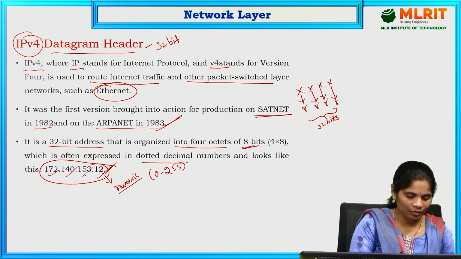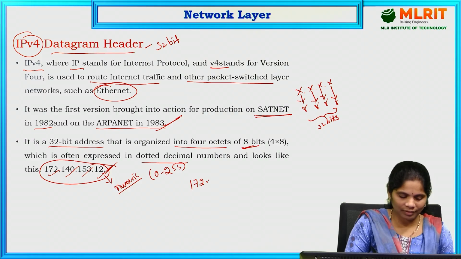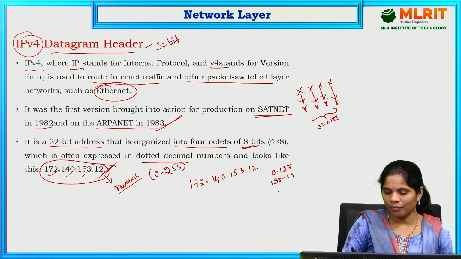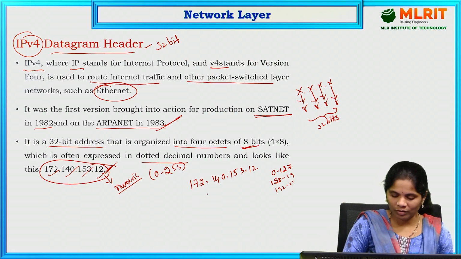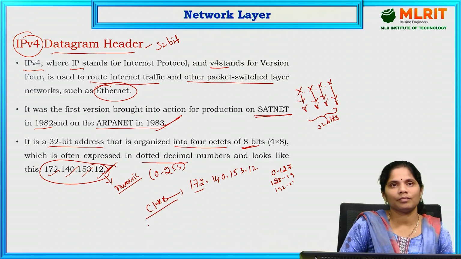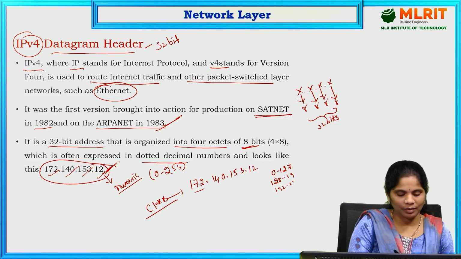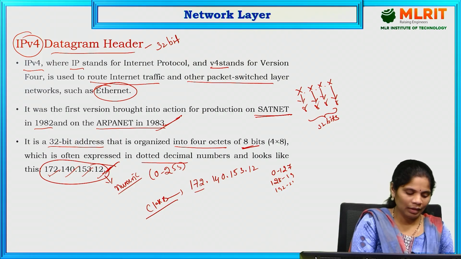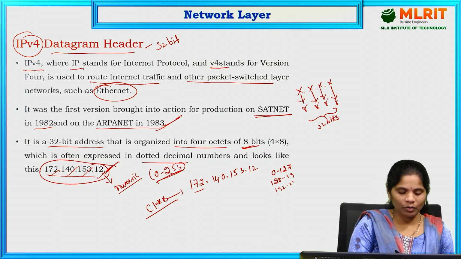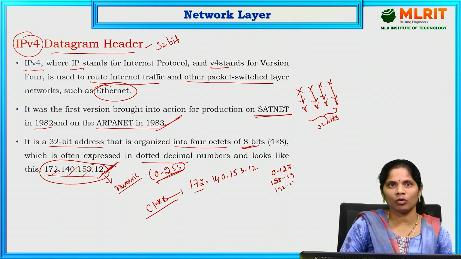As we discussed previously, what is the range of this particular IP address, and in which class does it fall: Class A, Class B, or Class C? Already we said 0 to 127 is Class A, 128 to 191 is Class B, and 192 to 223 is Class C. So this address is in the Class B range. Like this, based on the numbers in the IP address and the classes, we have to identify which class the IP address belongs to.